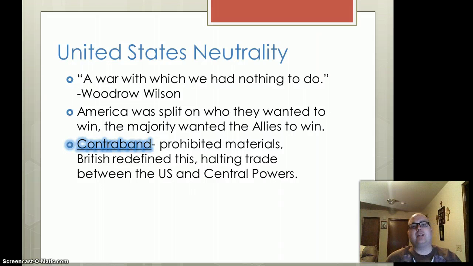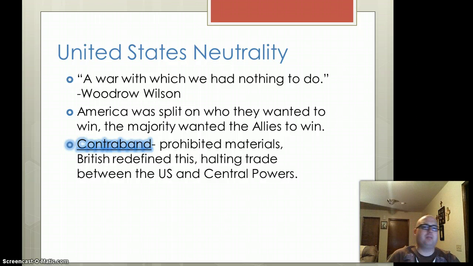The war starts in 1914 with the assassination of Archduke Franz Ferdinand, which lights the powder keg. And America is going to stand back. We're going to be neutral, because we've done that forever. Woodrow Wilson is quoted as saying it was a war with which we had nothing to do. It was all mostly a European affair, until Germany kind of gets us involved. We'll talk about that in a little bit.